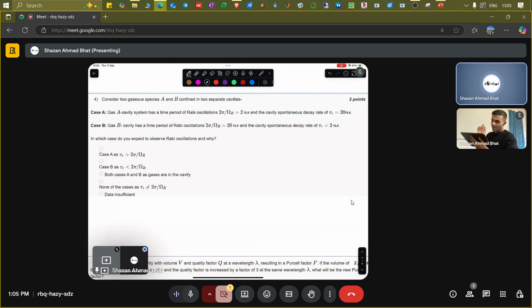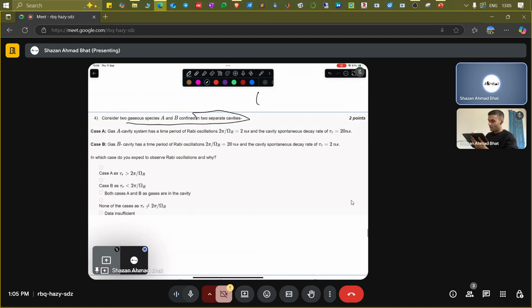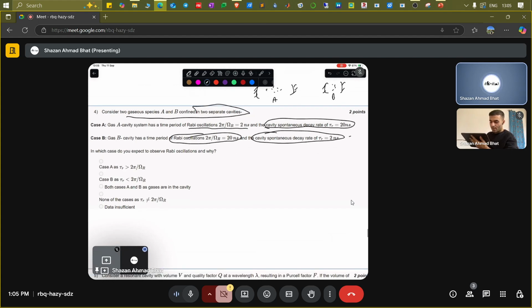Okay, so consider two gaseous species in two separate cavities. So you have certain cavities and you have certain gaseous species present here. This is cavity A, this is cavity B. The gas in cavity A has a time period of Rabi oscillations of 2 nanoseconds, and cavity spontaneous decay rate of 20 nanoseconds. For the gas in cavity B, the Rabi oscillations are 20 nanoseconds and cavity spontaneous decay rate is 2 nanoseconds. In which case do you expect to observe the Rabi oscillations and why?